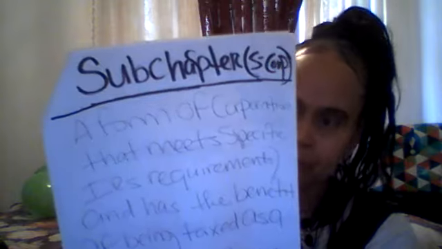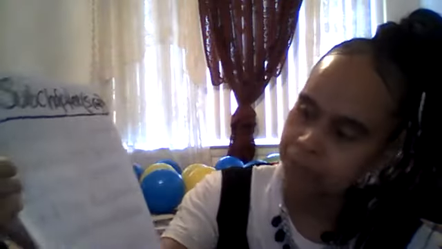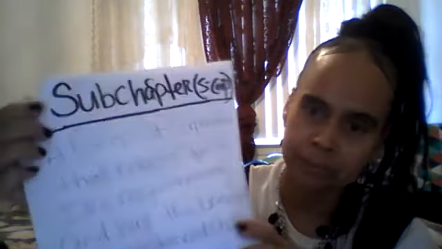So next I have a corporation, a subchapter S corporation, S Corp, a form of corporation that meets specific IRS requirements and has the benefit of being taxed as a partnership versus being subject to the double taxation with public companies. So if you run an S corporation, you will not be taxed double. They will not double tax you. You can operate with the benefits of a partnership.